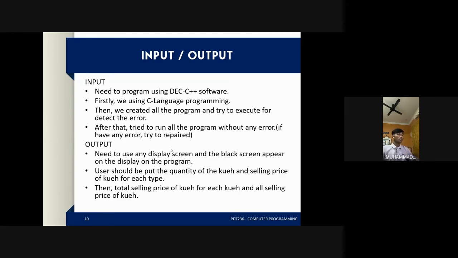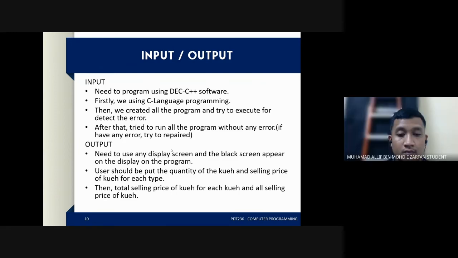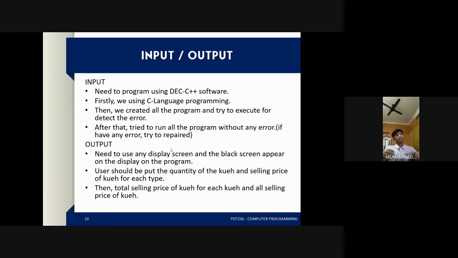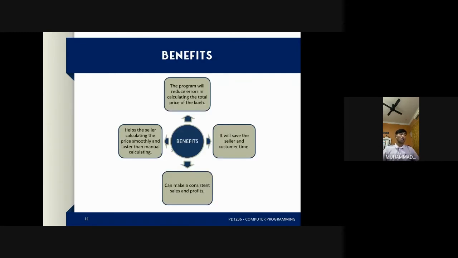Okay, for the output, firstly we need to use a display screen, and a black screen appears on the display of the program. Secondly, the user should put the quantity of the kueh and the selling price of kueh for each type. Lastly, the total selling price of kueh for each kueh and the overall selling price of kueh. Okay, I will pass to Aisha for the next presentation about the benefit.